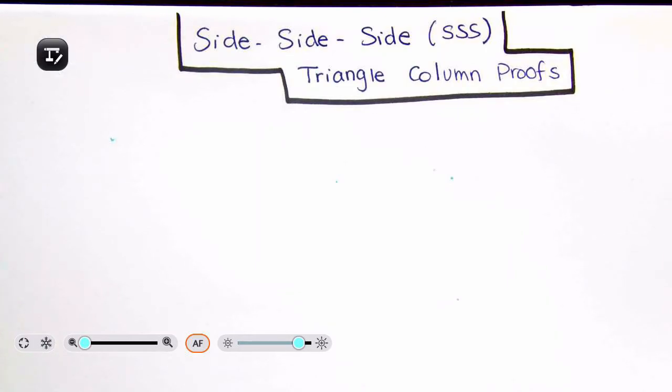Hello everyone, and welcome. In today's video, we're going to be doing, I believe, 2 examples on how to write column proofs for a triangle using the side, side, side reasoning.